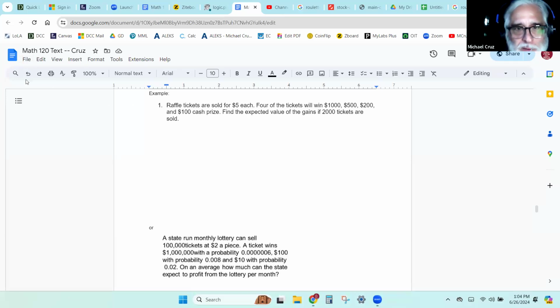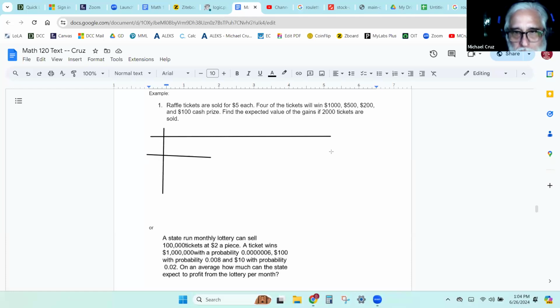All right. So raffle tickets are sold for $5 each. 4 of the tickets will win prizes of $1,000, $500, $200, and $100 cash. Find the expected value if 2,000 tickets are sold.